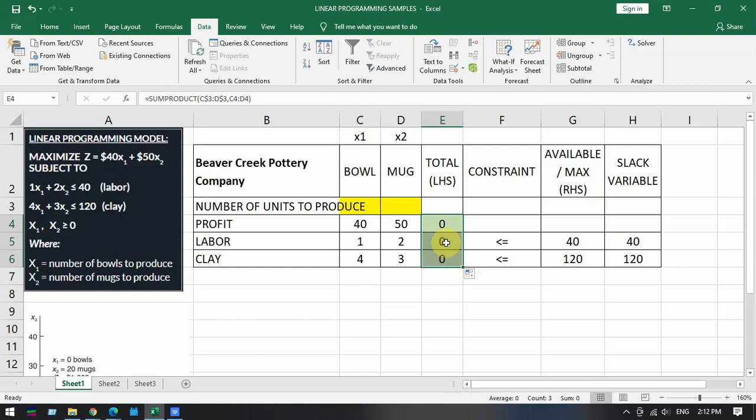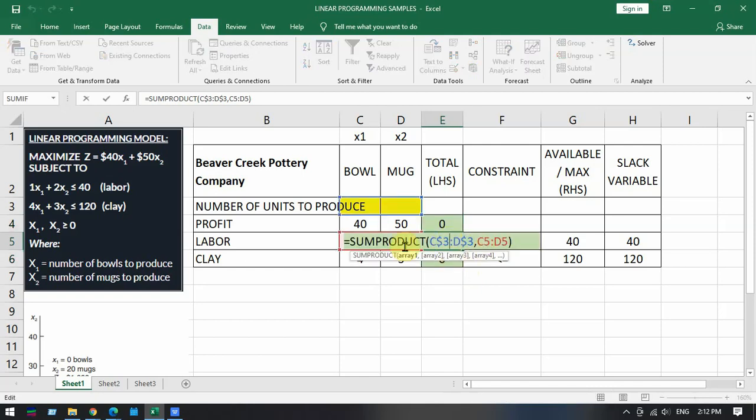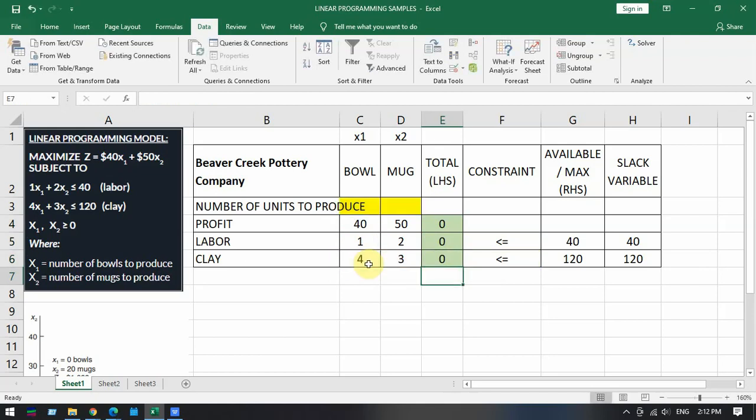So the thing is, you see here the formula, we know that our formula should have this, number of units to produce times our labor per unit. And then for clay, it's number of units to produce times our clay.